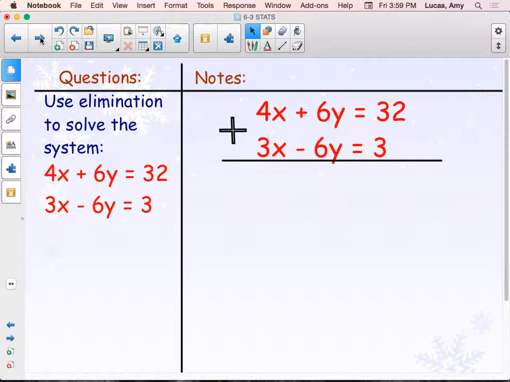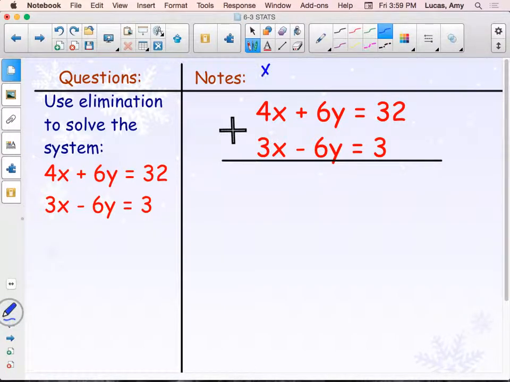You may notice when you're looking at the coefficients for these variables, elimination would mean to get rid of something. So what we are going to be doing is getting rid of one of our variables. What we look for is we look at the coefficients of the letters, so the numbers in front of the letters, and we look for opposites. So we look for opposite coefficients. And if we have opposite coefficients, then we can eliminate that variable.